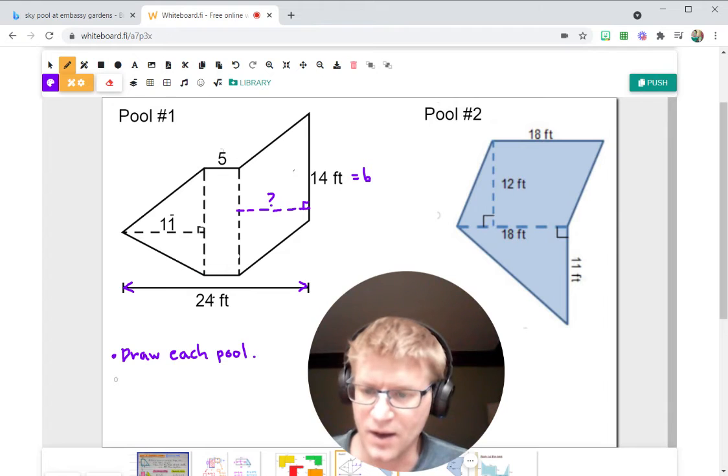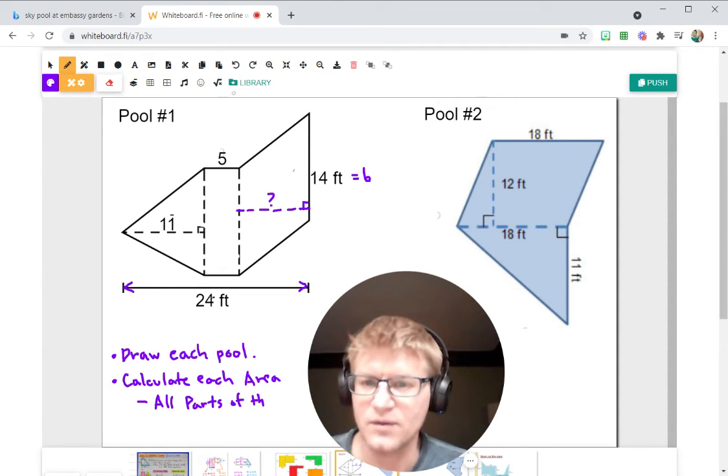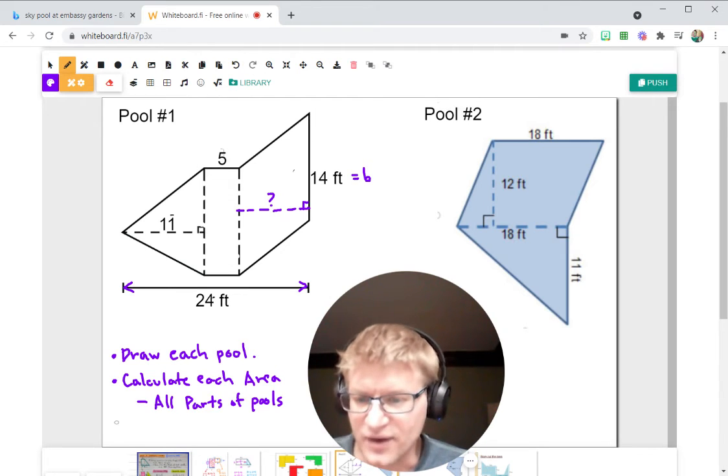Okay. Next thing I need is calculate each area. Calculate the area and show what you did. Like break it down. Calculate each area. Okay. And that's all the parts. So we're going to say all parts of the pool. All parts of pools. Okay. And the last thing I want you to do is find which one's bigger. Which one's bigger and by how much?